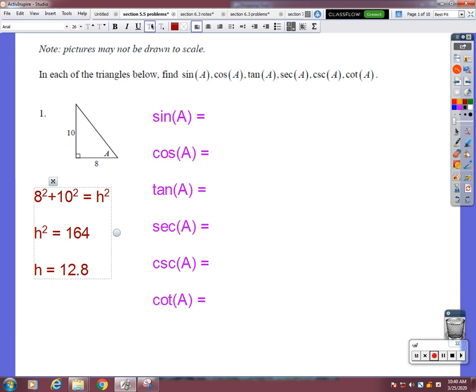I don't know if they wanted to leave it in square root form or what. We'll just go with 12.8. Alright, so now I'm ready to do all of these values.